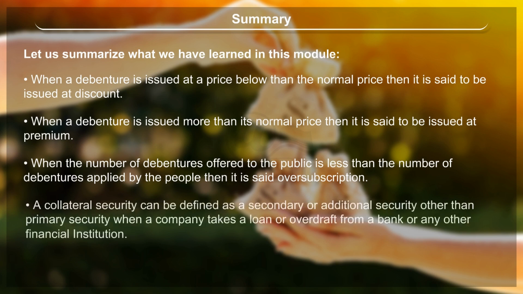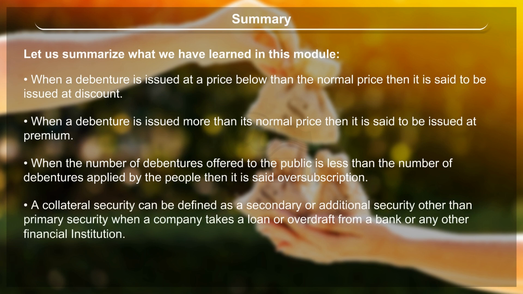A collateral security can be defined as a secondary or additional security other than primary security when a company takes a loan or overdraft from a bank or any other financial institution.